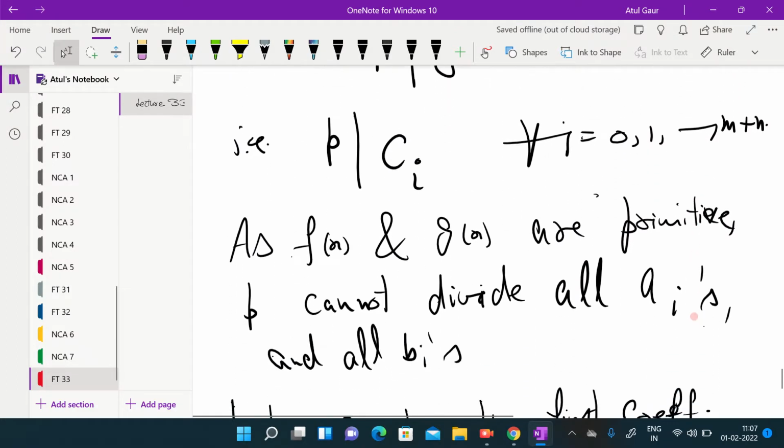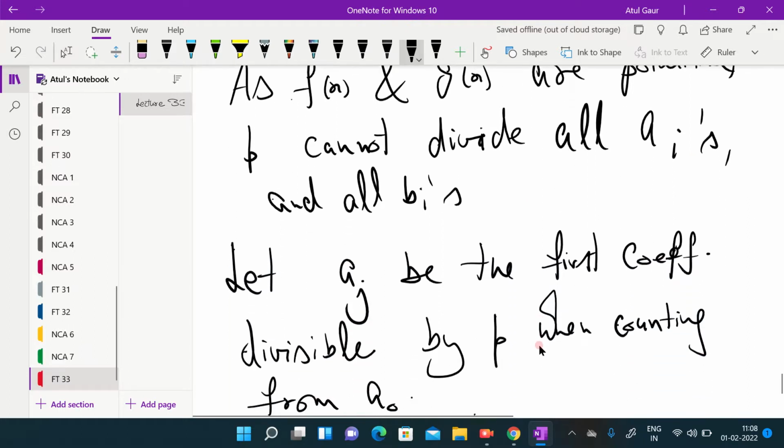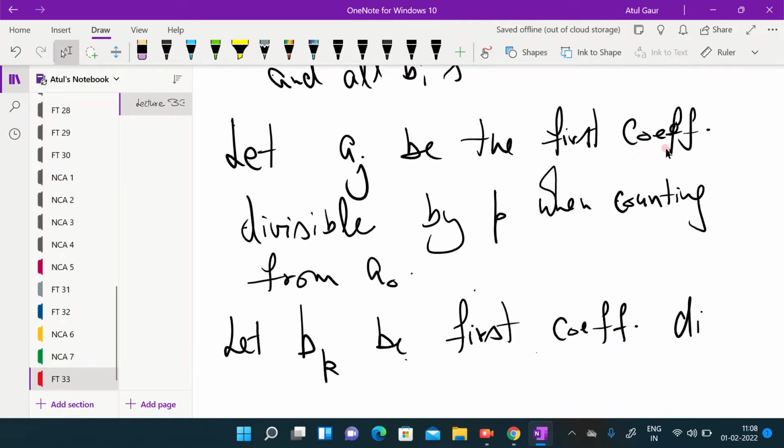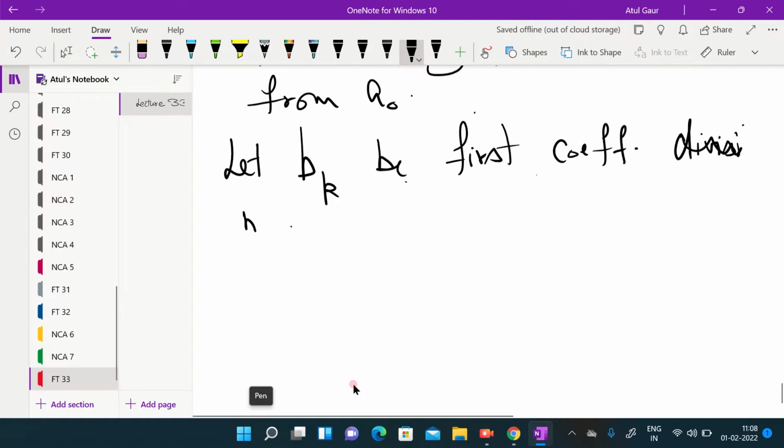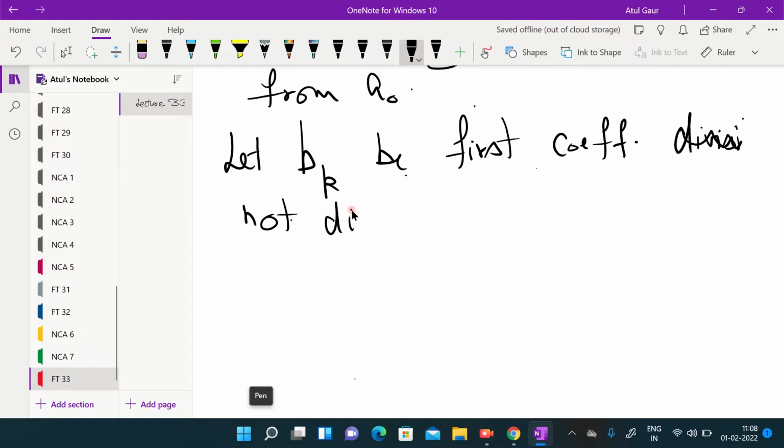क्योंकि P सबको एक साथ डिवाइड, P because fx is primitive, तो P A0 A1 A2 AN सबको एक साथ डिवाइड नहीं कर सकता, अदरवाइज तो GCD फिर यूनिट नहीं रहेगा, will be a multiple of P, so non unit हो जाएगा. तो ये फर्स्ट कॉफिशिएंट है that is not divisible by P. Bk be the first coefficient not divisible by P, counting from B0.